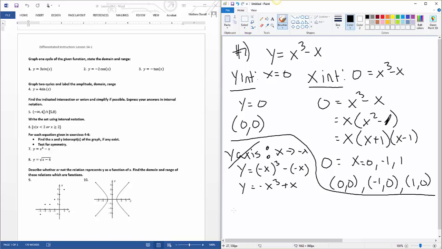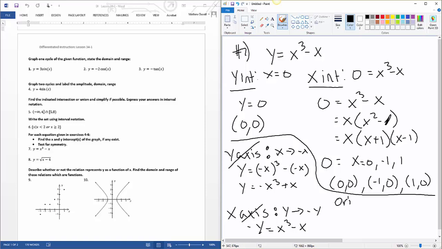So now we can try the x-axis. That means I take all of my y's and replace them with -y. So then I get -y equals x cubed minus x. Are those the same? This is not the same as this, so it's not symmetric over the x-axis.